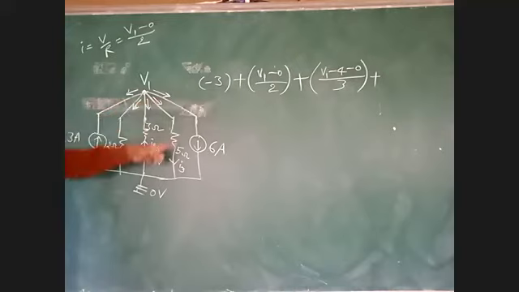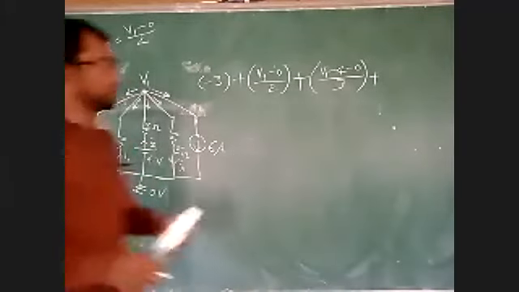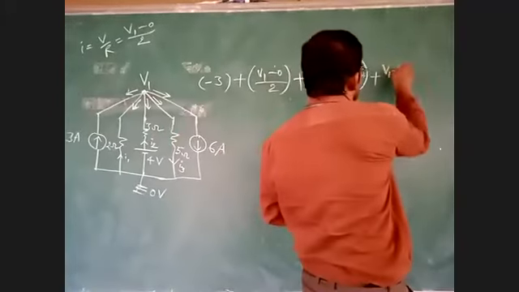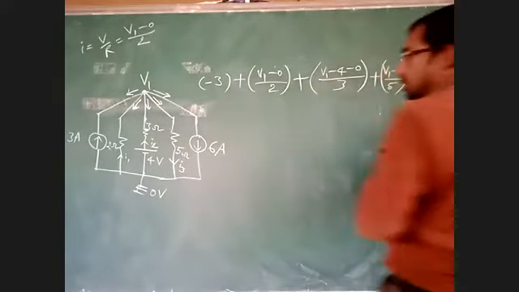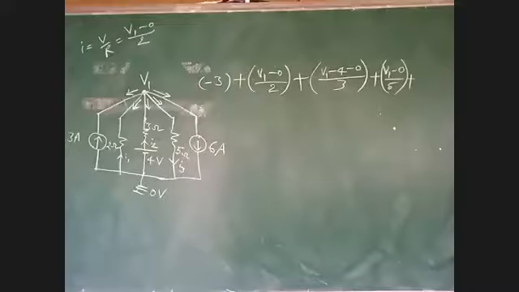What will I write? V1 minus 0 by 5. Last one. What is the current in this? Plus 6 or minus 6? Plus 6.